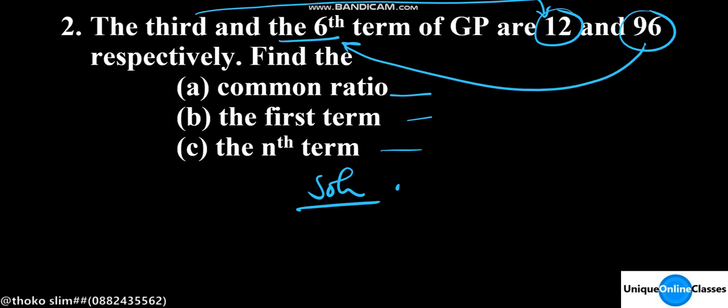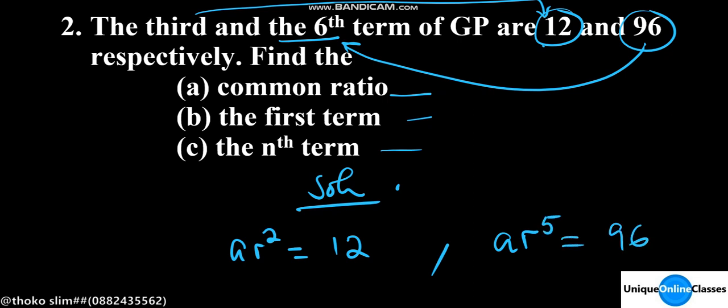Shortest formula for GP to find the third term and the sixth term. Third term is AR squared, which is equal to 12. And the sixth term, shortest formula, that's AR to the power 5, is equal to 96. So let's do the basic common ratio.